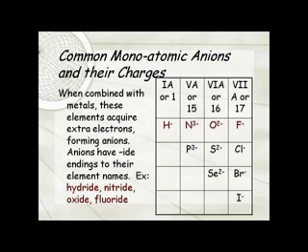The nice thing about this is you can always predict the charges on these anions when they're combined with metals. So these are utterly predictable and will be of great use when we start combining these ions with type 2 metals, which have more than one possible charge, and you'll see why that is.